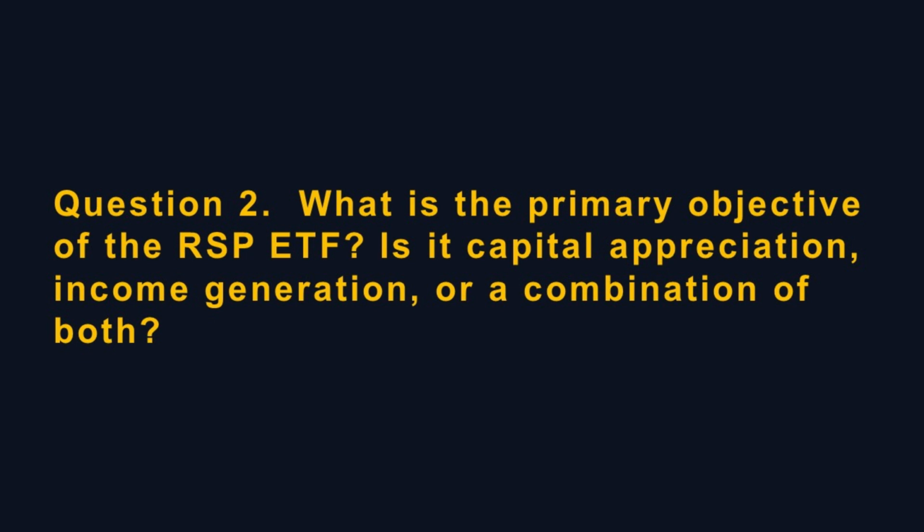Here's a further explanation of why capital appreciation takes precedence over income generation for RSP. Equal weighting and dividends. Since dividends are not considered when weighting companies in the index, a high dividend-paying company wouldn't have a larger influence on the ETF's performance compared to a low dividend payer. This reduces the emphasis on income generation within the ETF's objective.